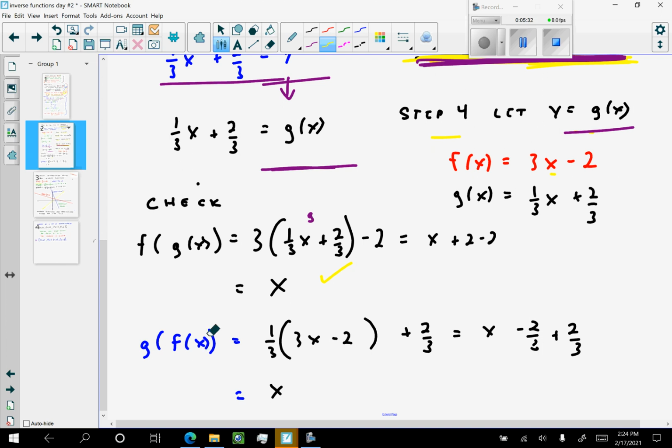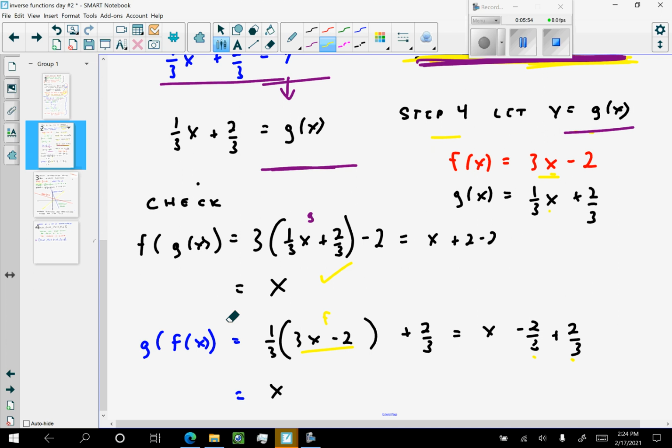Now I'm going to find g of f. You can always pause the video. Now you're going to put f of x in for that x right there. I got 1/3 times f of x. That's f of x right there. 1/3 times 3 is x. 1/3 times negative 2 is negative 2/3. Right there it is. Plus 2/3 is x. Check OK. So those are the inverses.